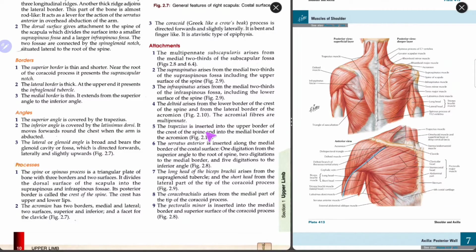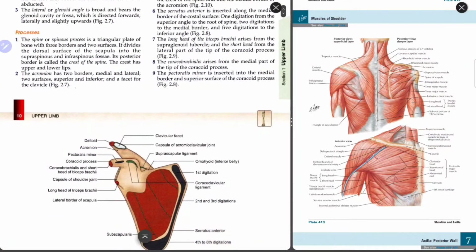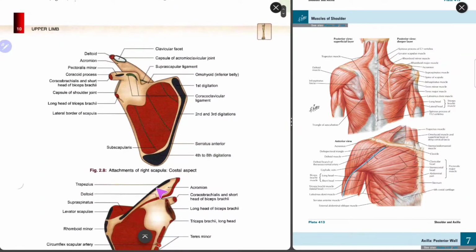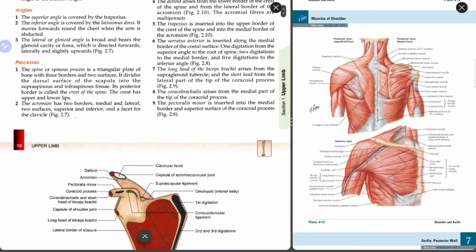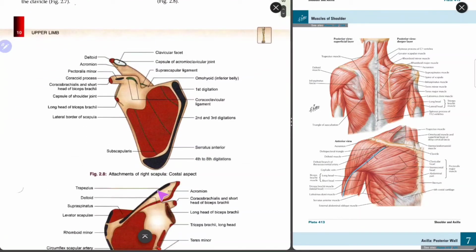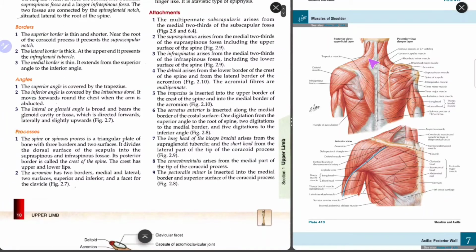The trapezius is inserted into the upper border of the crest of the spine. This is the upper border of the crest of the spine. And into the medial border of the acromion. The trapezius is inserted over here. You can appreciate the trapezius muscle here. This is the trapezius muscle.